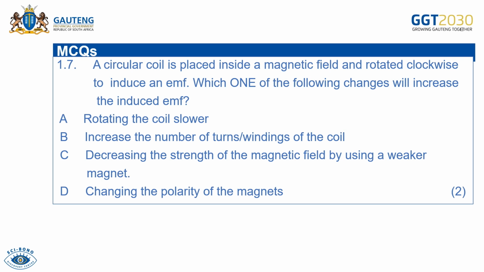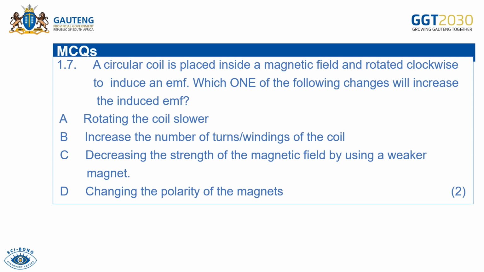So 1.7, a circular coil. It's Faraday's law, it's electromagnetism, this one. All right. So a circular coil is placed inside a magnetic field and rotated clockwise to induce an EMF, right? Remember, EMF is induced across the ends of a conductor if there is relative movement or motion between the coil and the magnetic field. As long as there's that relative motion between the coil or the conductor and the magnetic field, EMF will be induced across the ends of that conductor.